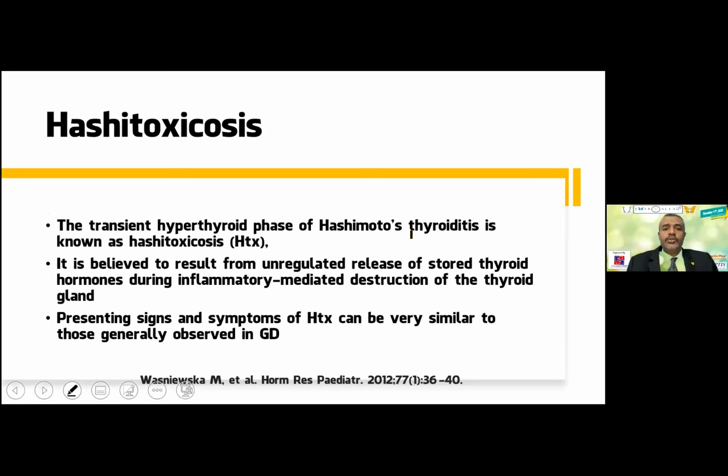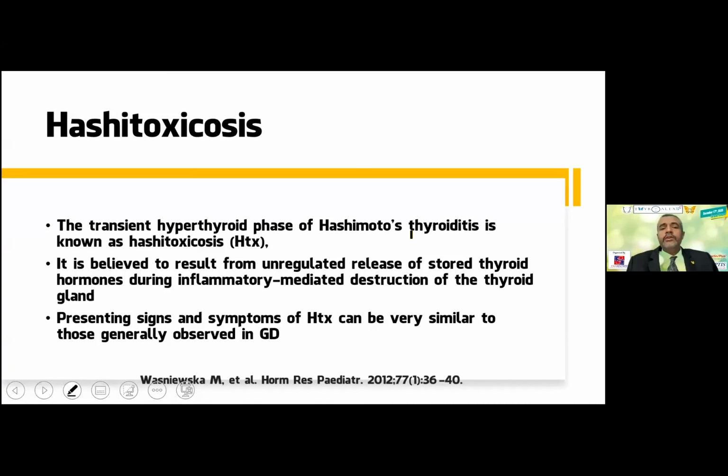So what is hashitoxicosis? Hashitoxicosis is the transient hyperthyroid state of Hashimoto thyroiditis. It is believed to result from unregulated release of stored thyroid hormones during the inflammatory-mediated destruction of thyroid follicles. Definitely, the presenting signs and symptoms of hashitoxicosis may be very similar to those of Graves' disease.